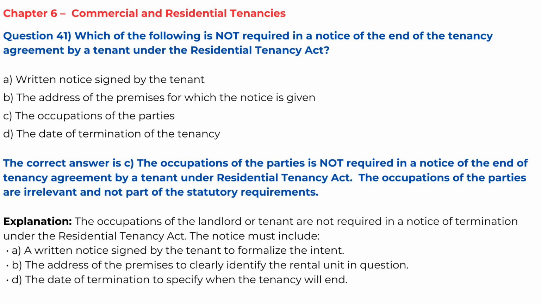Explanation. The occupations of the landlord or tenant are not required in a notice of termination under the Residential Tenancy Act. The notice must include A. A written notice signed by the tenant to formalize the intent. B. The address of the premises to clearly identify the rental unit in question. D. The date of termination to specify when the tenancy will end.